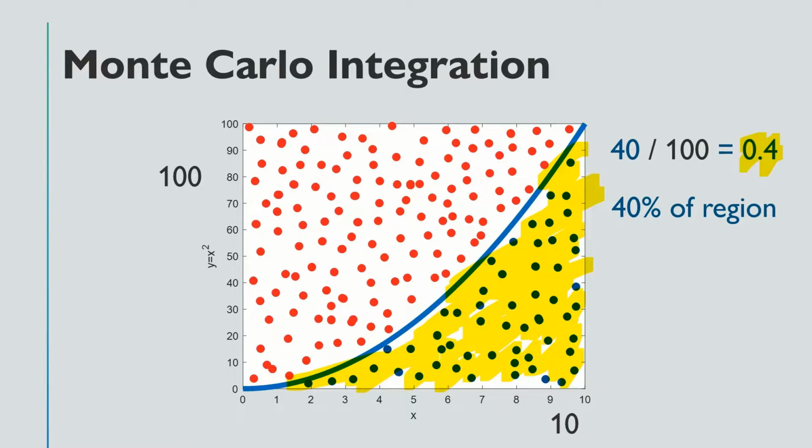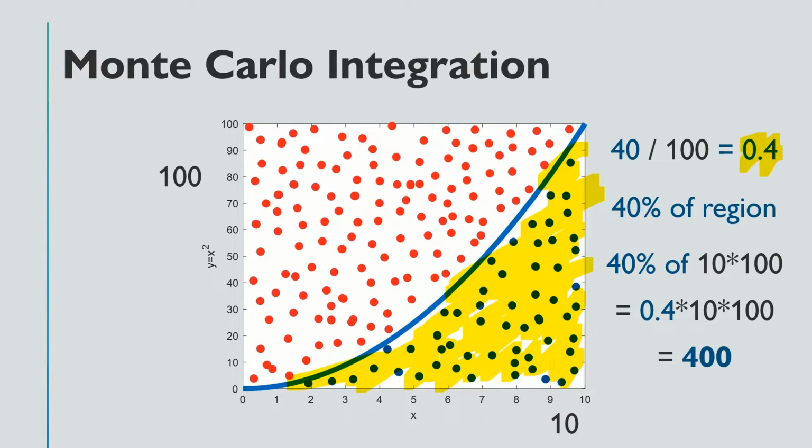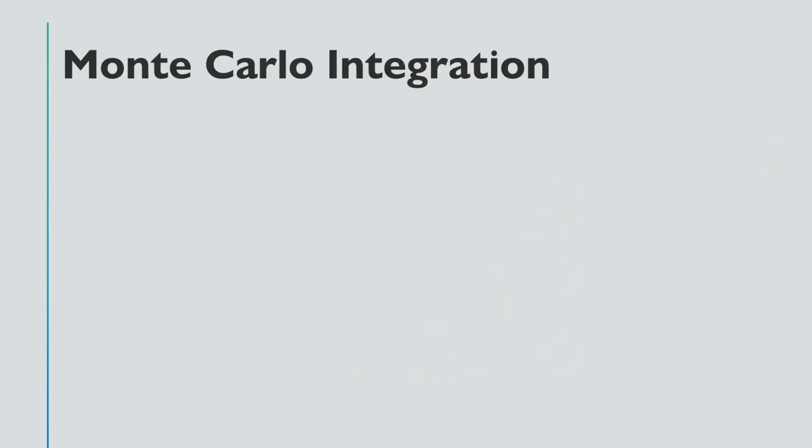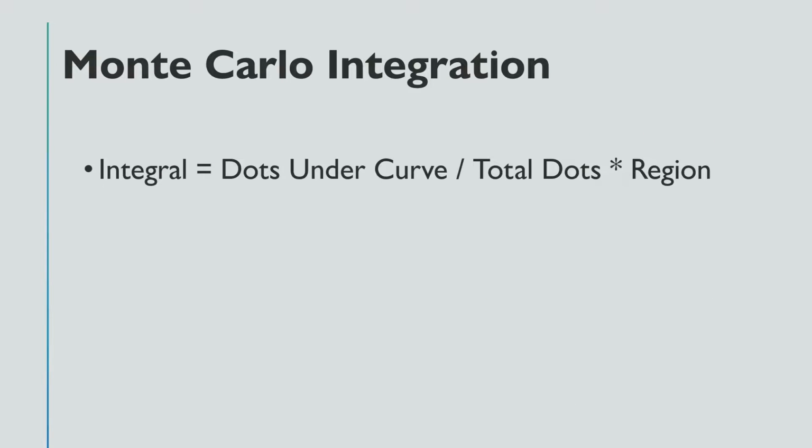But what region specifically? The y values range from 0 to 100, and the x values range from 0 to 10. 40% of this becomes about 400, and that would be our Monte Carlo integral for this problem. Final notes, the integral is equal to the dots under the curve divided by the total dots times that area or region.